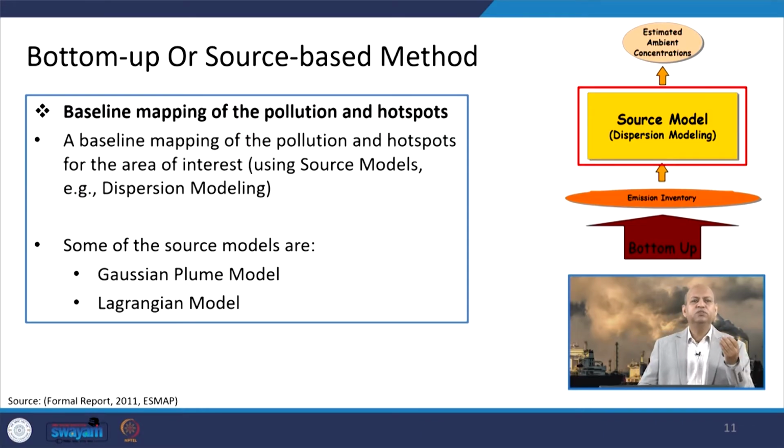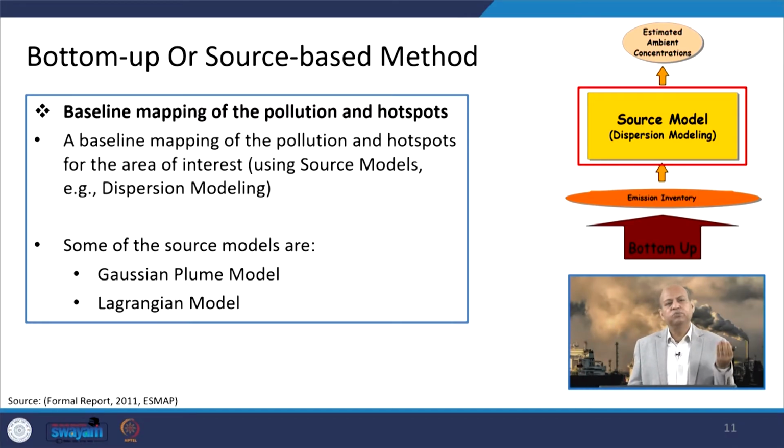Then we go for the baseline mapping of the pollution or the hot spots. As I said, there may be certain hot spots where a lot of pollution is coming from activities. So, the baseline mapping of the pollution and the hot spots has to be done for dispersion modeling and when we use these source models. So, hot spots in terms of emissions, and hot spots in terms of high air quality concentrations, right.